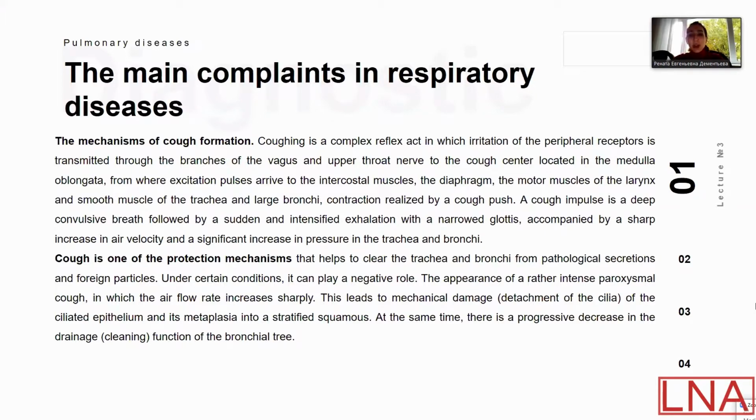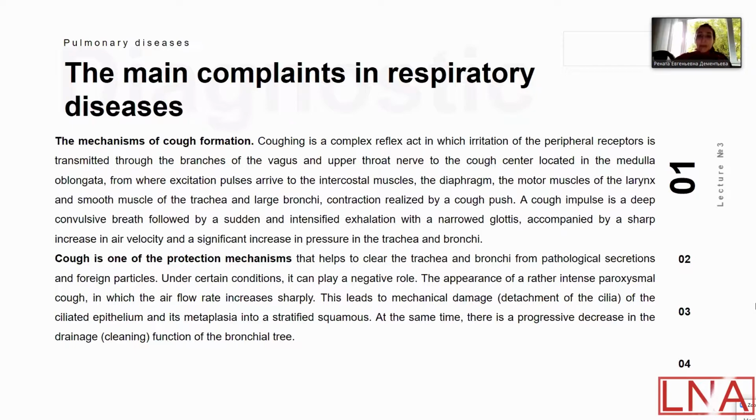The appearance of a rather intensive paroxysmal cough, in which the airflow rate increases sharply, leads to mechanical damage of the ciliated epithelium and of structures like mucociliary clearance. It can provoke metaplasia into stratified squamous epithelium. At the same time, there is a progressive decrease in the drainage or cleaning function of the bronchial tree.